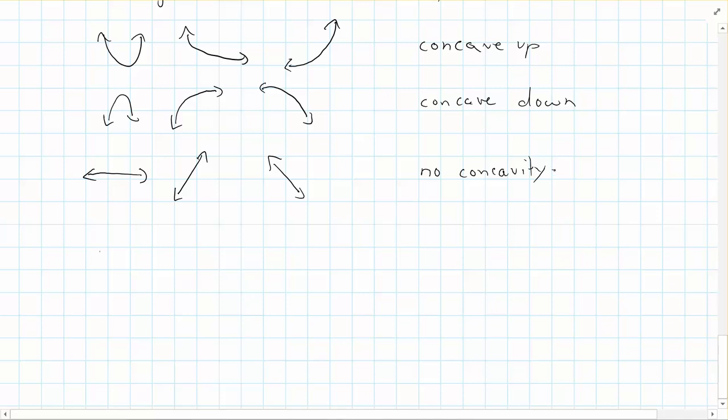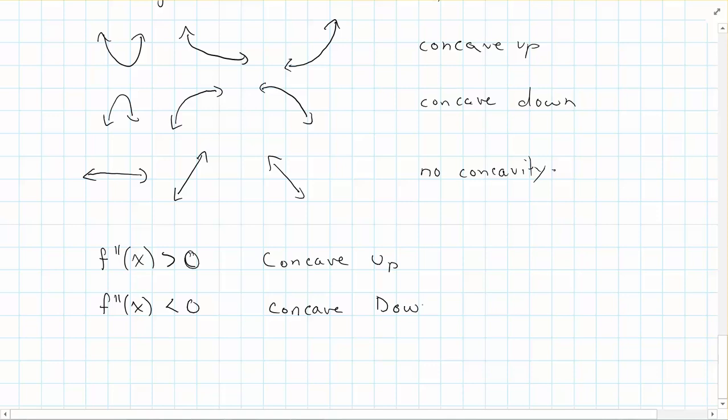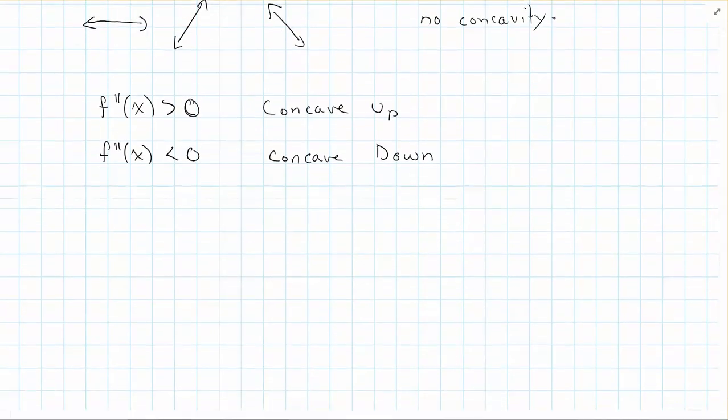The nice thing for us is it follows very much like our first derivative did, is that if f double prime at x is greater than 0, you might guess that this would relate to concave up, and you'd be correct. F double prime at x being less than 0 would be concave down. And then of course the last one would be f double prime at x equaling 0, which would be no concavity.